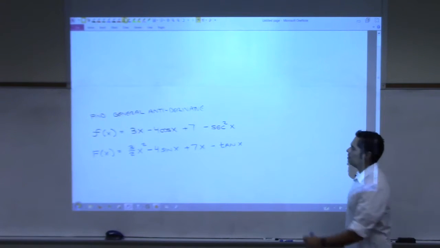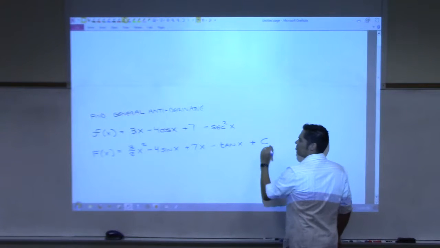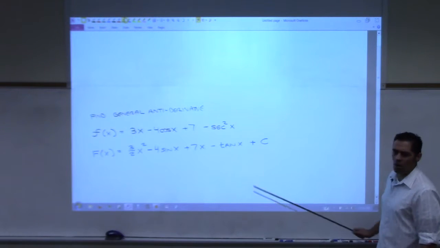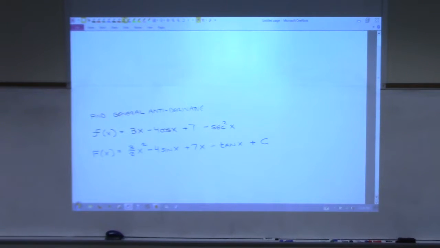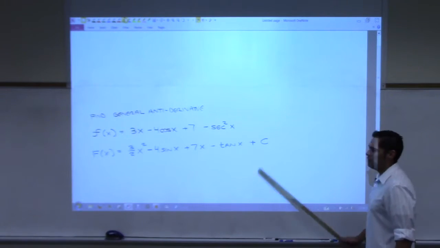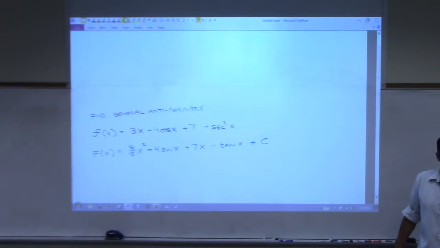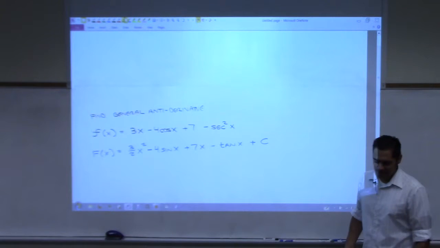plus c. Now some Cal 2 instructors will actually count the entire problem wrong if you forget c. Are you one of them? I don't count it all wrong, but I do take off if you forget the c. I'll take off a point or something. I won't do nothing about it.